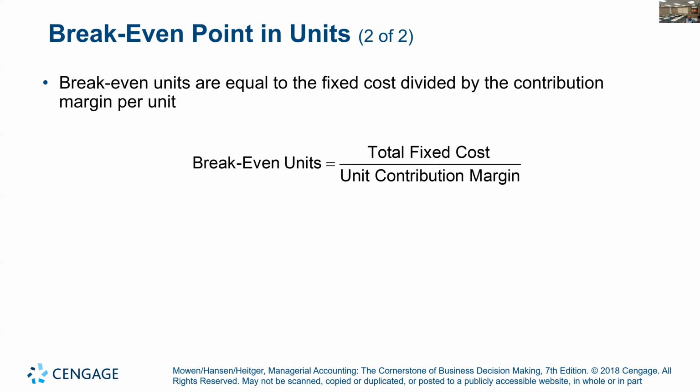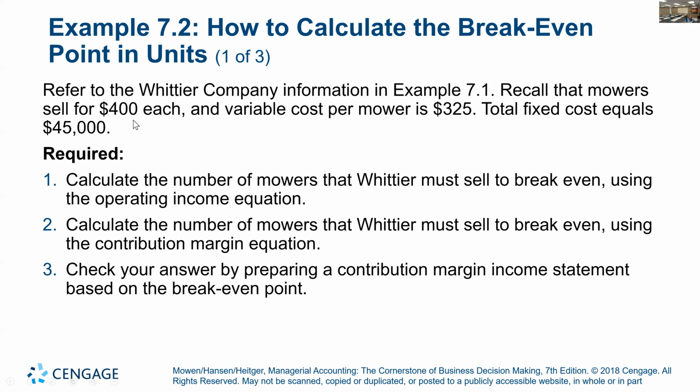You can also take the total contribution margin divided by the number of units sold, if that's the information you have. That also gets you your contribution margin per unit. But that is what you need in order to calculate your break-even point in units. You take your total fixed cost divided by your unit contribution margin, and that tells me how many units you need to sell to have zero profit. So remember that the mowers sell for $400 each, and the variable cost per mower is $325, and our total fixed costs were $45,000. That's the same.